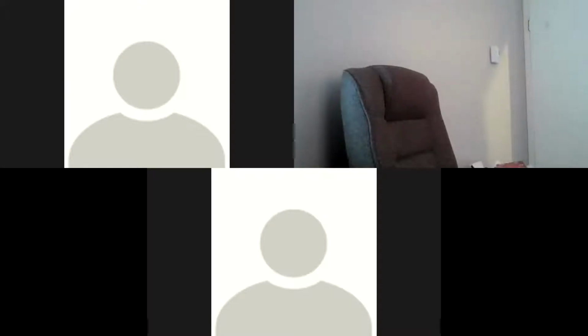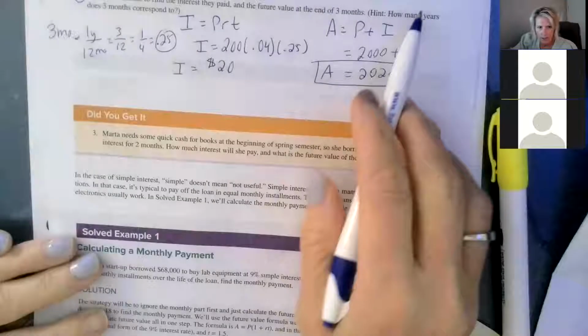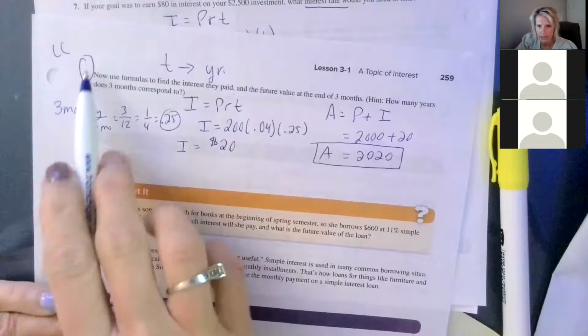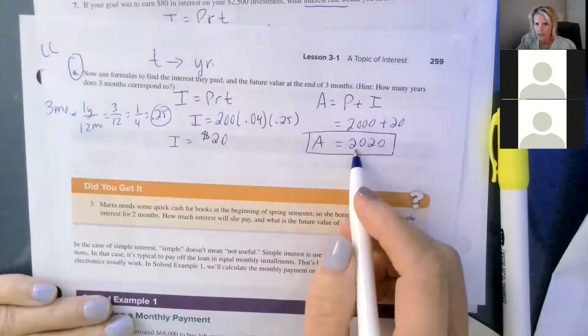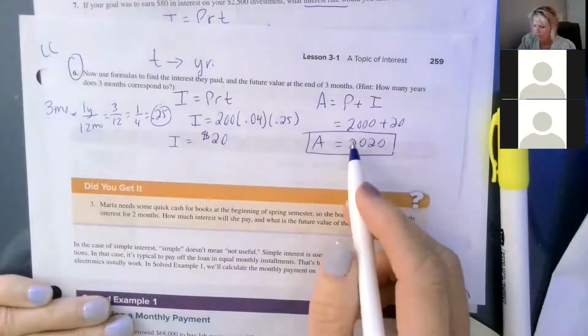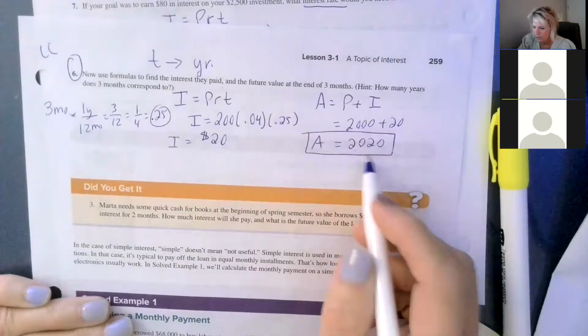So I'll let you boys decide. Do you want to stay on? Oh, I need to point something out. The lesson check, I didn't point it out. It was on page 259, question number 6. I'm going to share my screen here. Page 259, question number 6 was the lesson check. And the answer that we came up with is 2020. And you don't need the dollar sign, I don't think. So it's 2020 for the lesson check for 3-1.